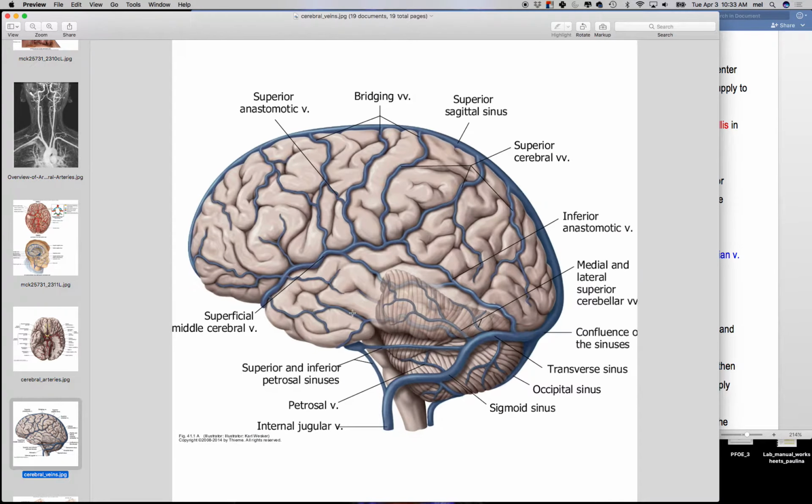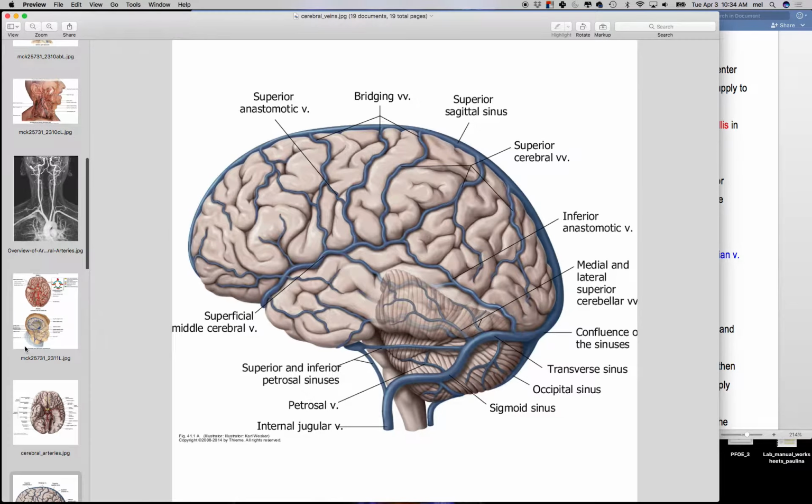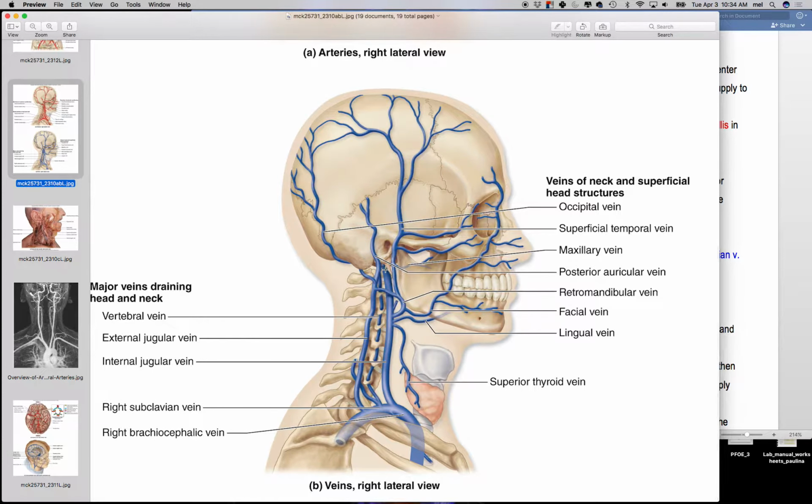Let's look at a different figure. This one's from the atlas that we use in lab. Do you see this? So they're all going to collectively dump into the sigmoid sinus and then into the internal jugular vein. Does that make sense? So the internal jugular vein is going to drain most of the blood from the brain, right? And so let's look at where the internal jugular vein is going to end up. So, ready? Now let's follow it. See, you don't even really need to know which one it is, because if you follow it from the inside of the head and it's really huge, that's the internal jugular vein. Yes? And it's going to dump into the subclavian.